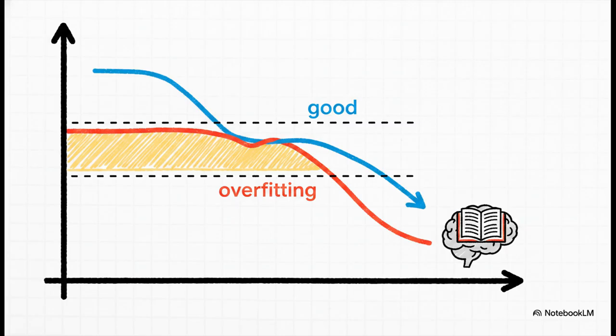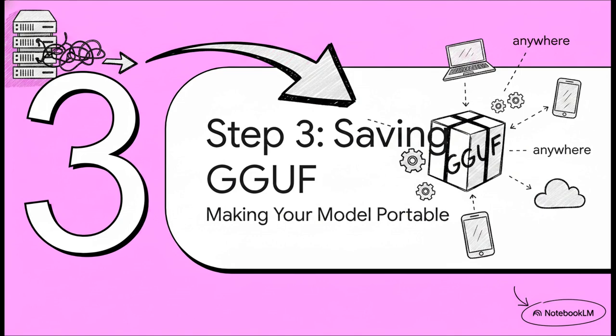Now, if it goes all the way to 0, that's a red flag. It probably means your model is just memorizing the data instead of actually learning, which is a classic case of overfitting. Look, a trained model is pretty useless if it's just sitting on your hard drive, right? You need to actually run it.